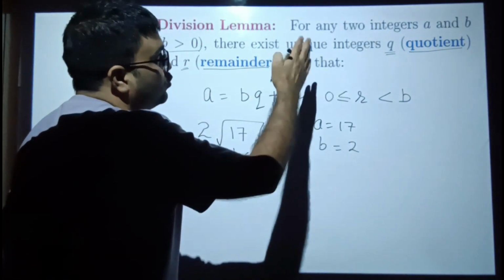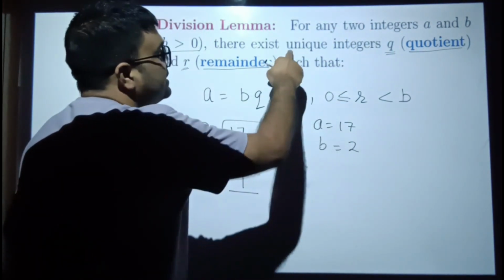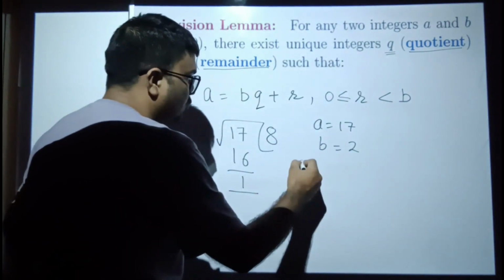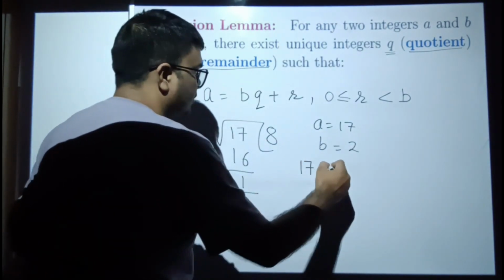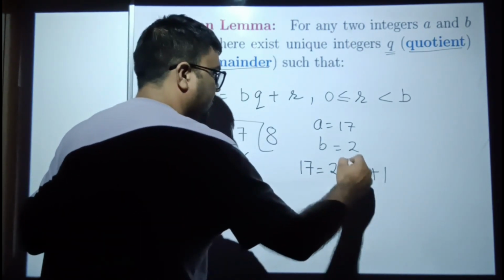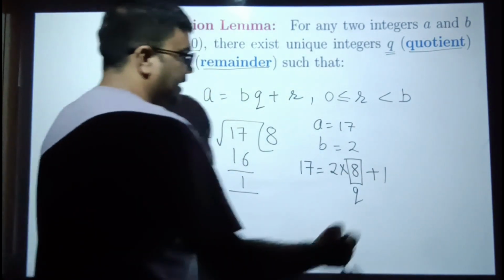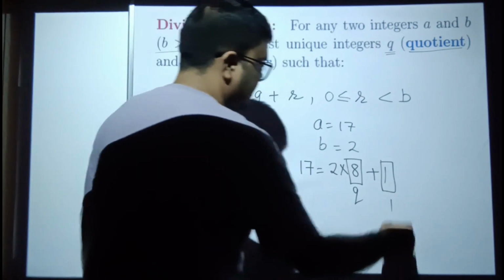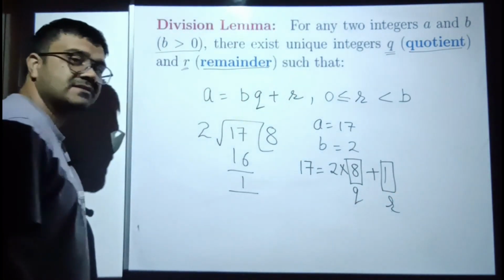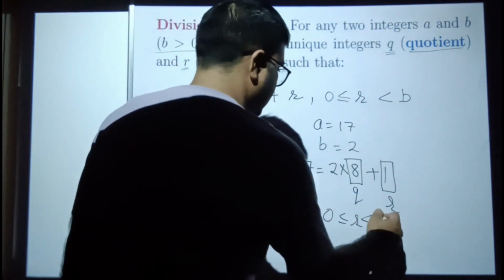We are saying we have two integers a and b, where b is greater than 0. Then there exist unique integers q and r. So in this case, the value of q that we obtain, we are saying 17 is equal to 2 into 8 plus 1. So the value of q is 8, and the value of r, that is the remainder, is 1. And clearly we can see that 0 is less than or equal to r, which is less than 2.